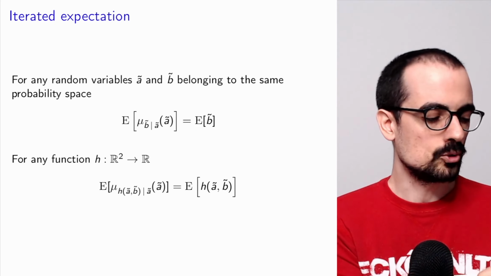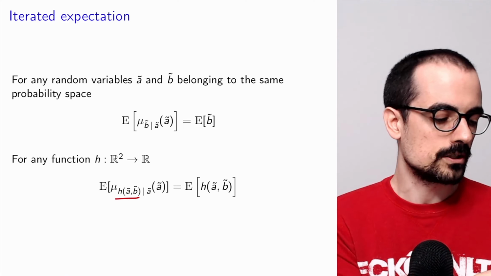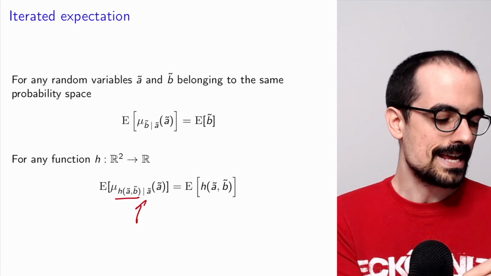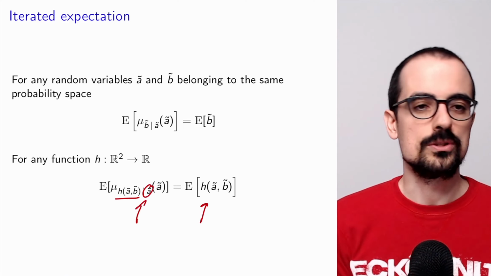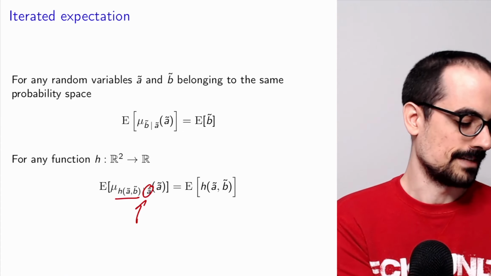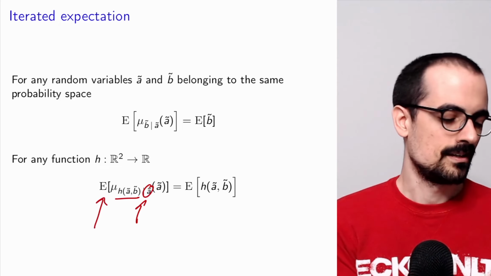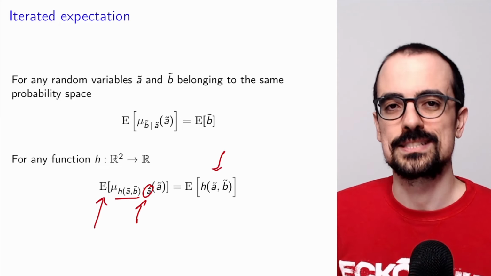This can also be applied to functions of the 2 random variables. Again, same idea. First, we compute the conditional mean given a, and then we compute the mean with respect to a, and that gives us the mean of the quantity that we're interested in.